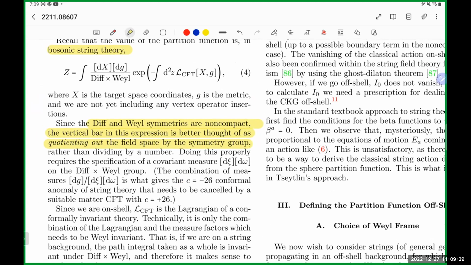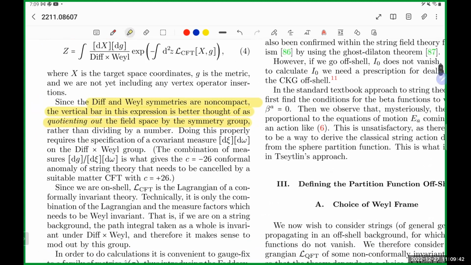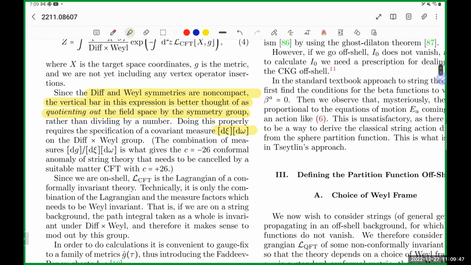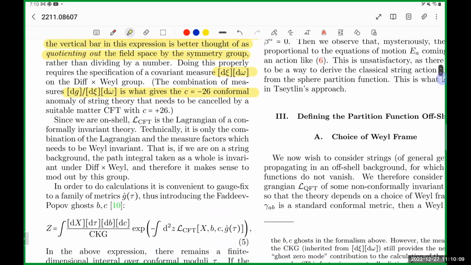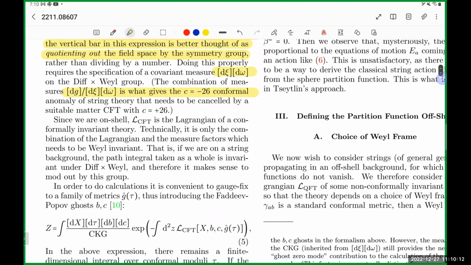Good. So then you do this properly, you're going to have some covariant measure, dc, d omega, and you know that the combination of measures, dg over d epsilon t omega, which is in the ghosts, is what's going to give you the minus 26 conformal anomaly, and that's why you need to introduce 26 bosons to cancel the anomaly, the standard story of quantizing string theory. Good. I'm going to get into that. LCFT is the Lagrangian of a conformally invariant theory.